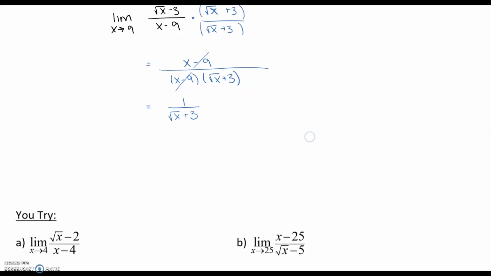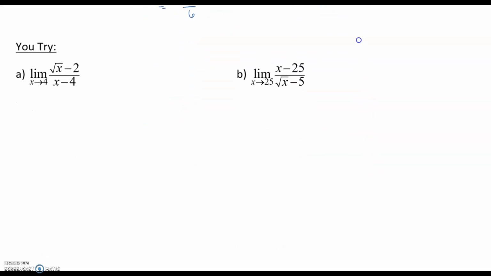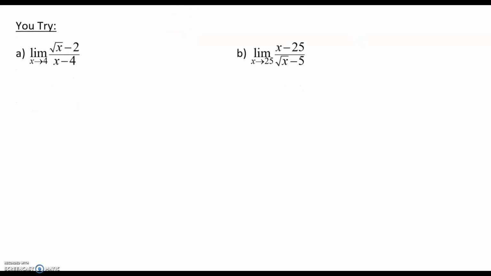And now we can use direct substitution. So that's going to be 1 over the square root of 9 plus 3, aka 3 plus 3, so this is 1/6. So the limit as x approaches 9 of that function is 1/6. And we're done. So pause the video and attempt these two examples now.